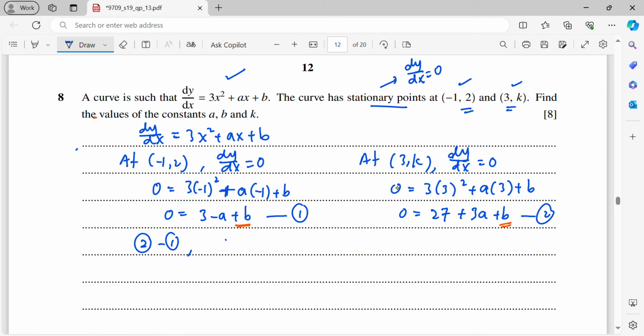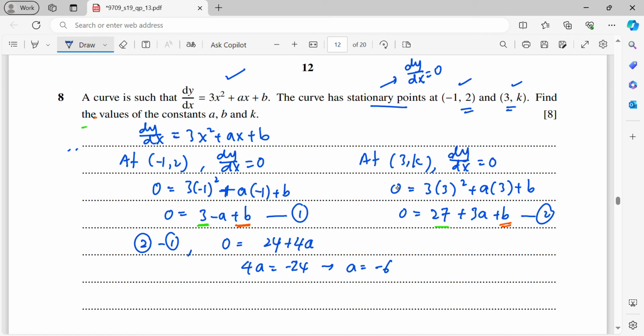So left hand side, 0 minus 0 is still 0. Then for the first term on the right side, when you use second equation minus first equation, that is 27 minus 3, so you will get 24. So plus 3a minus minus a, that is plus 4a. So the b will be cancelled off. Then from here, you will get 4a equals minus 24. Hence, your a is minus 6.